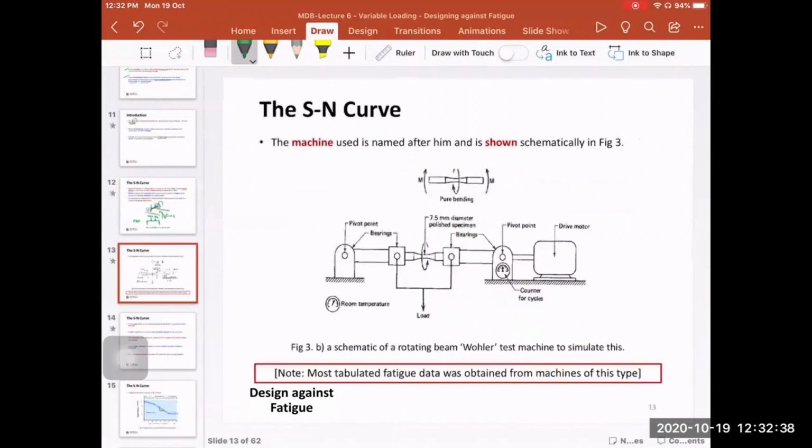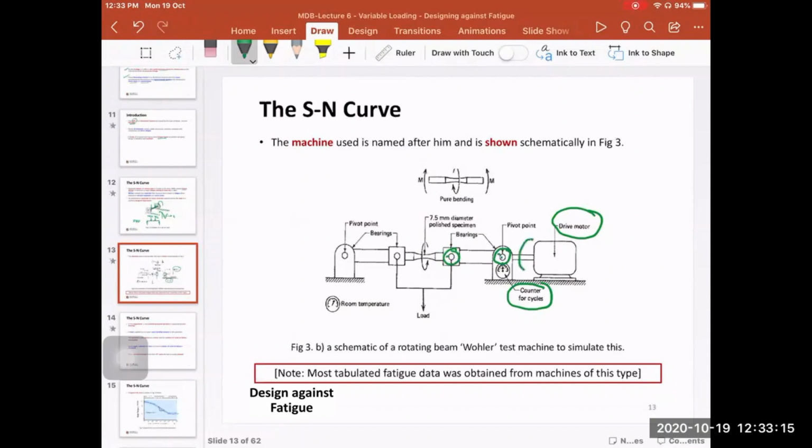So he tried to replicate this kind of loading. He came up with this machine. On the right-hand side here, you have a motor that drives the specimen. And then this was followed by a counter for cycles. We want to understand after how many cycles this specimen is going to fail. And we have here a pivot and another pivot here. So we have these two bearings.